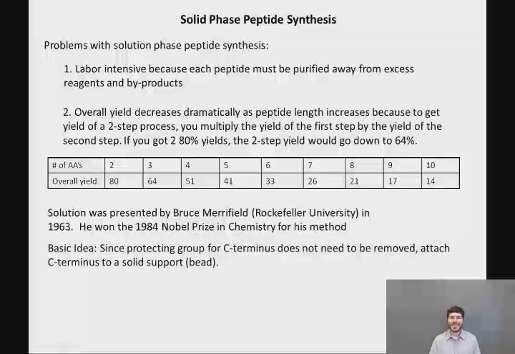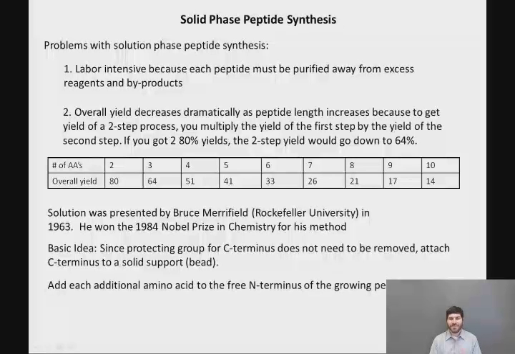So Merrifield's basic idea is that since the protecting group for the C-terminus does not need to be removed as you grow the peptide chain, what we do with it is we attach the C-terminus to a solid support. The solid support is a polymeric material. It's also sometimes called a bead, or a resin. The key is that it has to be something that is insoluble in solution. So as the peptide chain is growing, the peptide that's being formed is also insoluble.